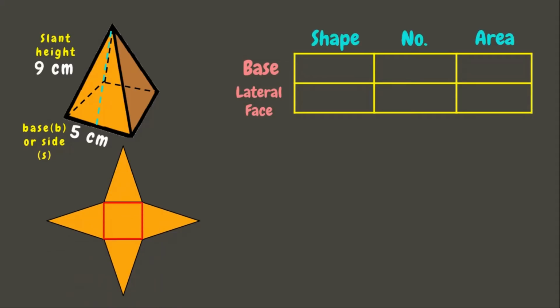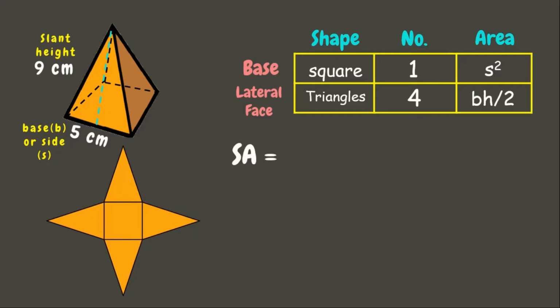Here, we can see that it has one square as its base. And we all know that to determine the area of a square, we need to multiply the side by the side, or use the formula s squared. Next, for its lateral faces, we can see that we have 4 triangles. And to get the area of each triangle, we need to get the base times the height divided by 2.